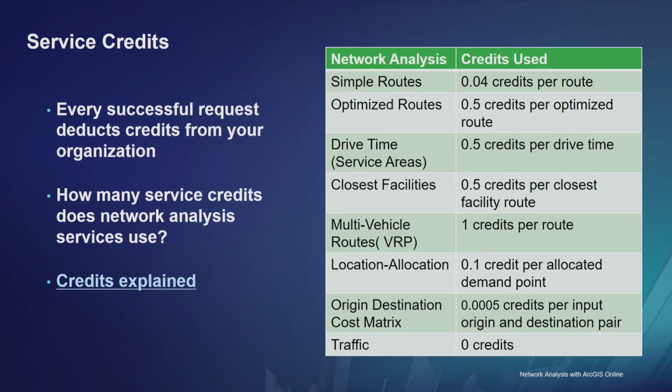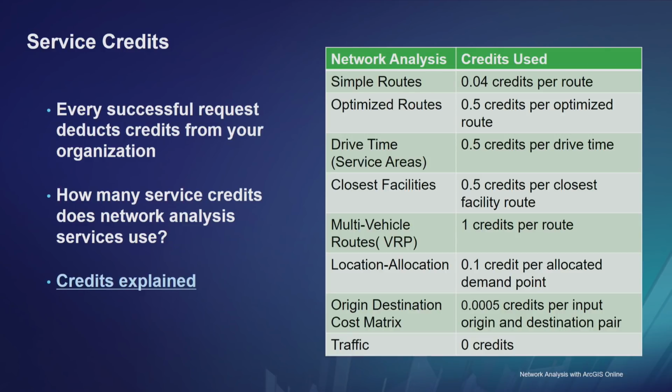But to quickly go through it, for a simple route where you know the sequence, it's about 25 routes per credit, whereas an optimized route, if you want us to sequence it for you, is half a credit. The multi-vehicle route is 1 credit per route. So if you have 10 trucks that are traveling, that would essentially be 10 credits to solve that whole problem. The origin destination cost matrix was another interesting one, where the number of credits is a product of the total number of origins times the total number of destinations. So if you have 10 origins and 20 destinations, that would be 200 total times 0.0005, which is actually still a pretty small number.